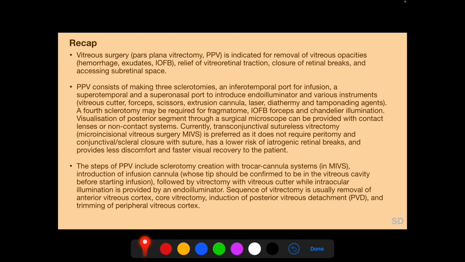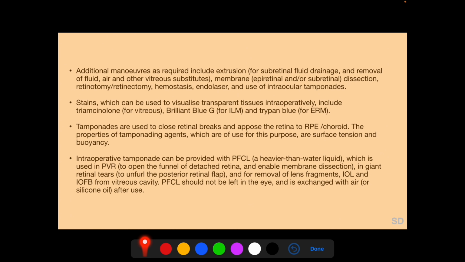The steps of PPV include sclerotomy creation with trocar cannula systems, introduction of the infusion cannula whose tip should be confirmed to be in the vitreous cavity before starting infusion, followed by vitrectomy with the vitreous cutter, while intraocular illumination is provided by an endoilluminator. The sequence of vitrectomy is usually removal of anterior vitreous cortex, followed by core vitrectomy, then induction of posterior vitreous detachment, and finally trimming of peripheral vitreous cortex. Additional maneuvers which may be required include extrusion, membrane dissection, retinotomy or retinectomy, hemostasis, endolaser, and use of intraocular tamponades.